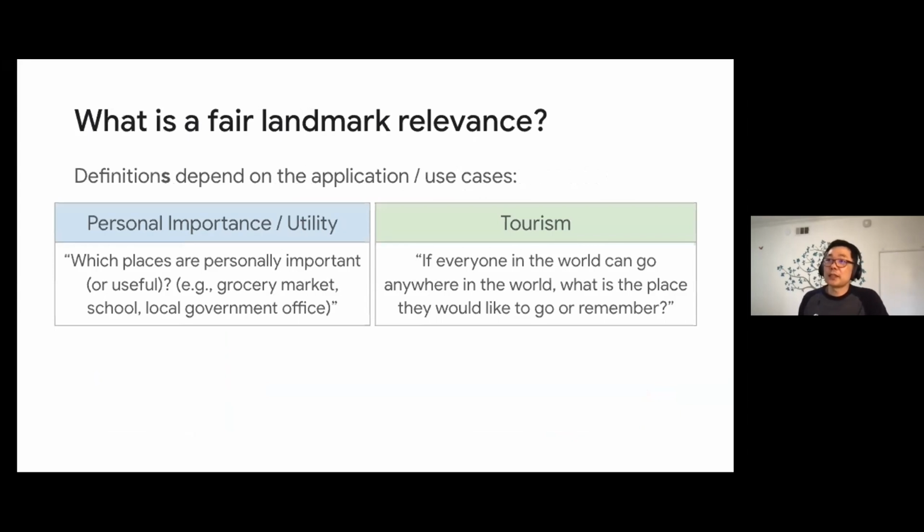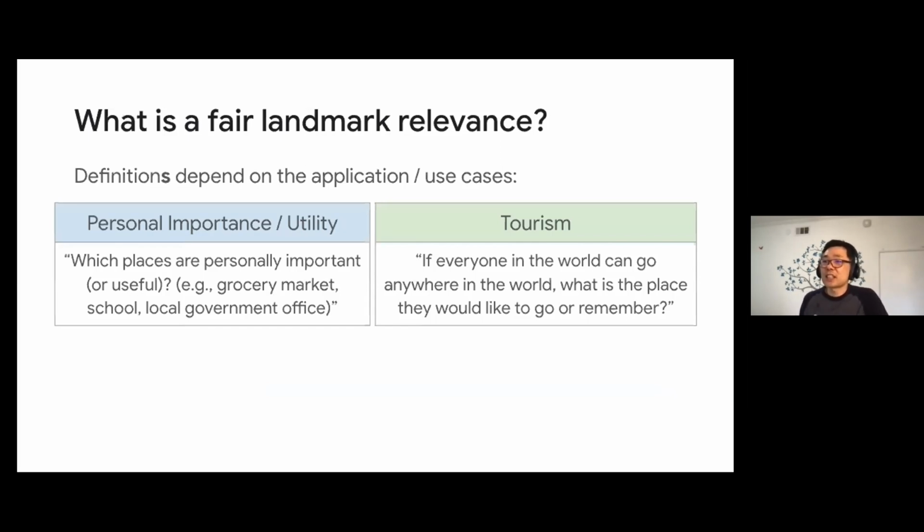So the first thing we need to do is to define fair landmark relevance. One thing we found was that there is no single definition for this, but the definitions depend on the application or the use cases. For example, we could define a personal importance or utility by answering this question: which places are personally important or useful? Or for a tourism application, if everyone in the world can go anywhere in the world, what is the place they would like to go or remember?